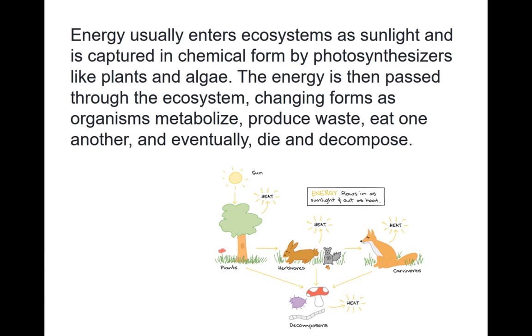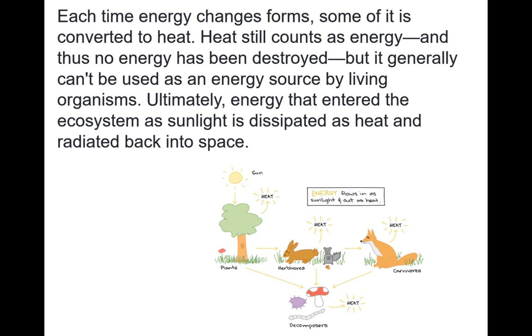Energy usually enters the ecosystem with sunlight and is captured in chemical form by photosynthesizers like plants and algae. The energy is then passed through the ecosystem, changing forms as organisms metabolize, produce waste, eat one another, and eventually die and decompose. Each time energy changes form, some of it is converted to heat. Heat still counts as energy, and thus no energy has been destroyed. But it generally can't be used as an energy source by living organisms. Ultimately, energy that entered the ecosystem with sunlight is dissipated as heat and radiated back into space.